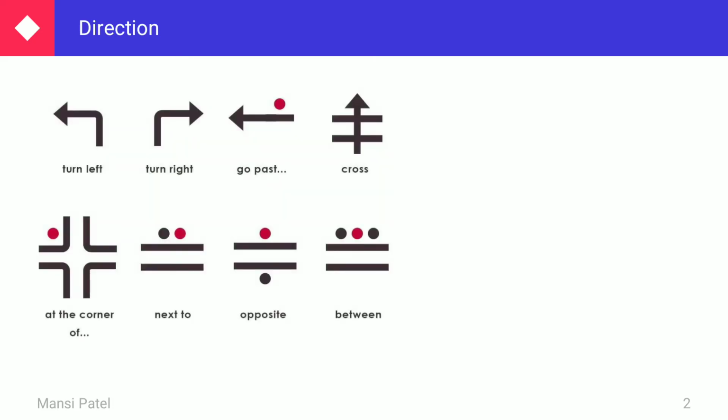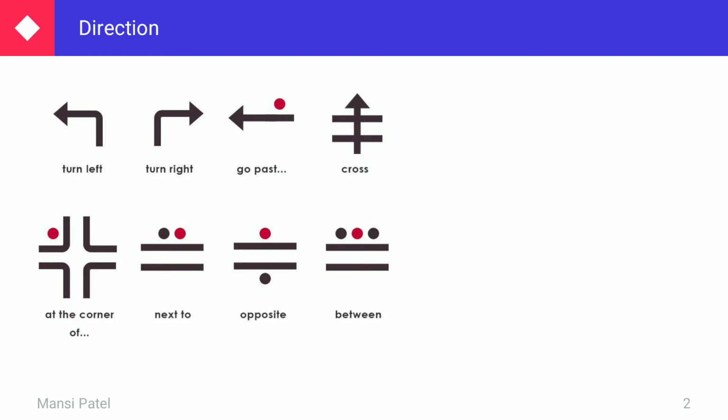So in this session first we are talking about direction. As you know already, there are a total of 4 directions: north, south, east and west. If you want to tell the route from one place to another place, then we use some words like turn left. If you are here in the first figure, then you have to turn left.